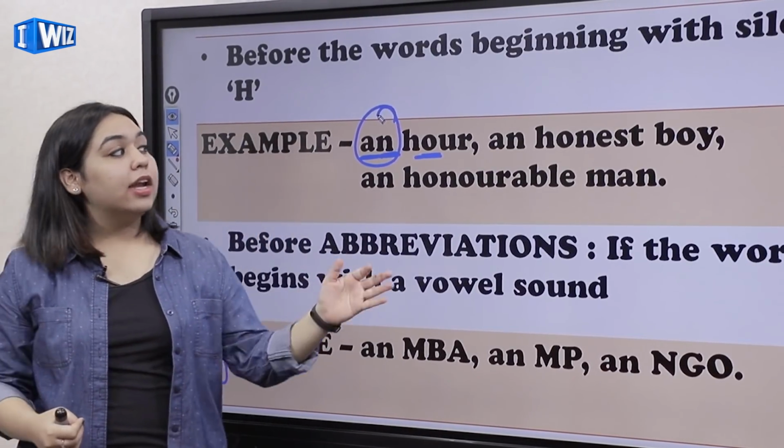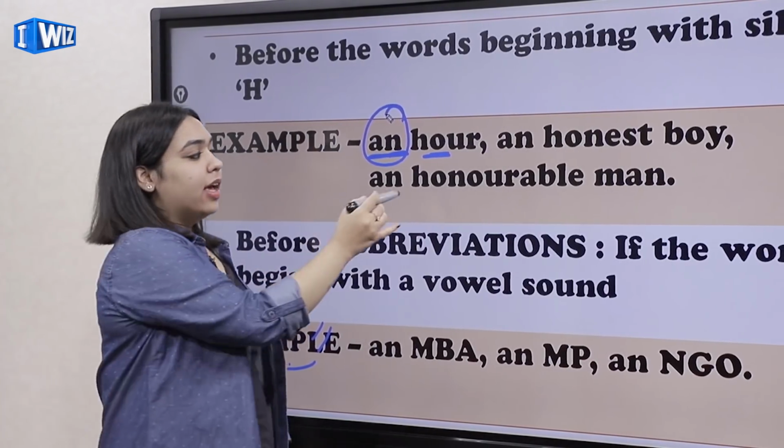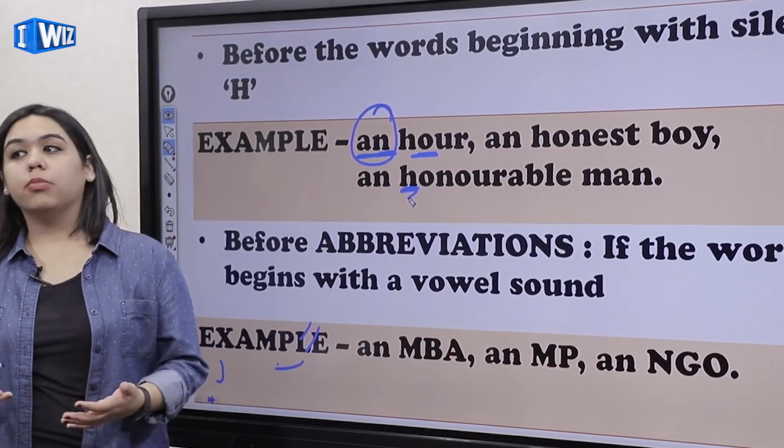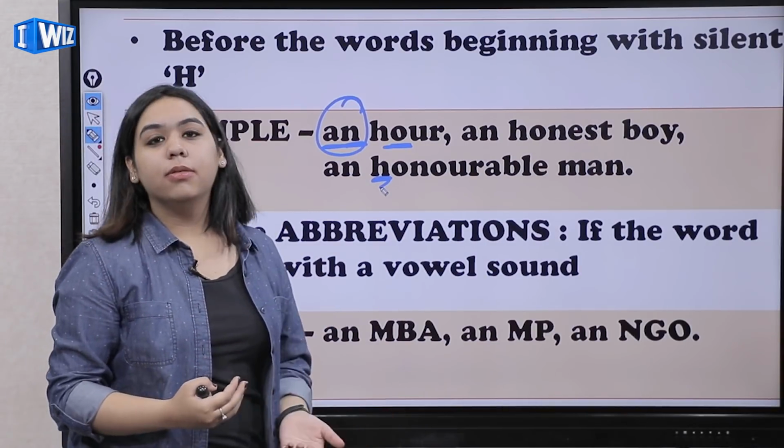So, an honest boy. An honorable man. Again, the H is silent. It's honorable. We never say honorable with a hard H. So it's an honorable man.